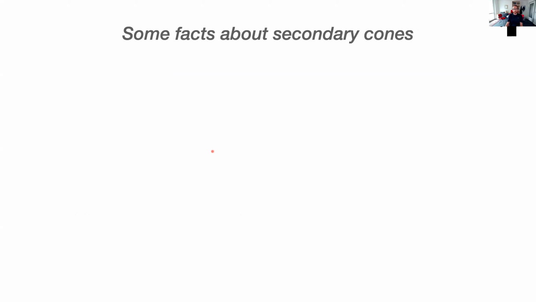Okay, so some facts about secondary cones. So now we look at the cones, the polyhedral cones in the cone of positive semi-definite matrices. So first of all, this secondary cone is full dimensional if and only if the Delaunay subdivision of Q is a triangulation, if it only consists of simplices. So that's a generic situation when you have a triangulation.